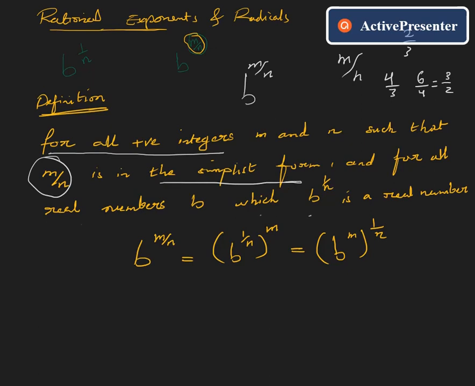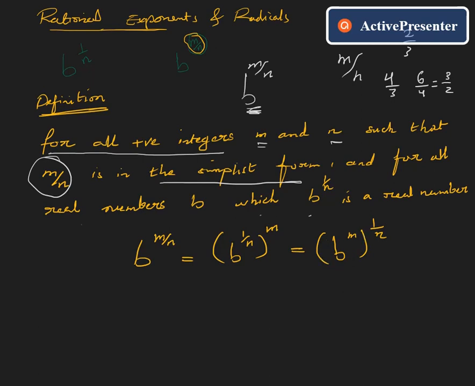Again, for all positive integers m and n such that m over n is in the simplest form, and for all real numbers b where b to the power 1 over n is a real number, we can say b to the power m over n can be written as b to the power 1 over n, all to the power of m. It can also be written in another form, b to the power m, all to the power 1 over n.